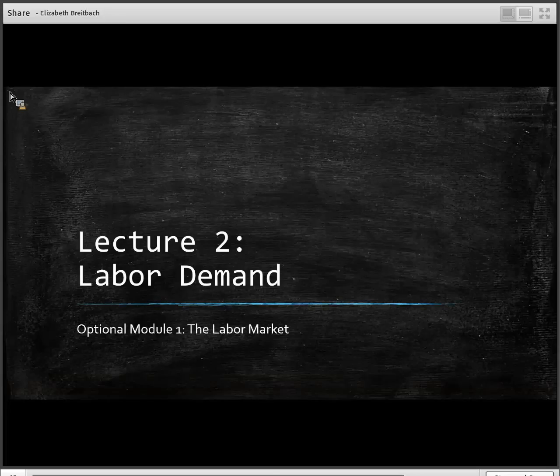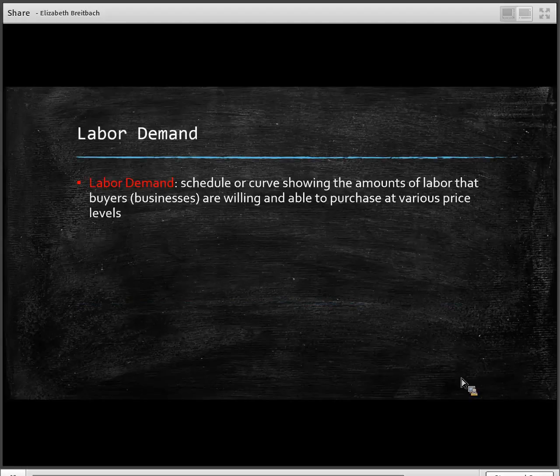In lecture 2 of our optional module, we're going to start to build the supply and demand curve for labor. And so we're going to start off with the demand for labor. And just a reminder, when we're thinking about the demand for labor, we're talking about the same idea of product demand, but buyers who are now businesses. Businesses are the purchasers of labor.